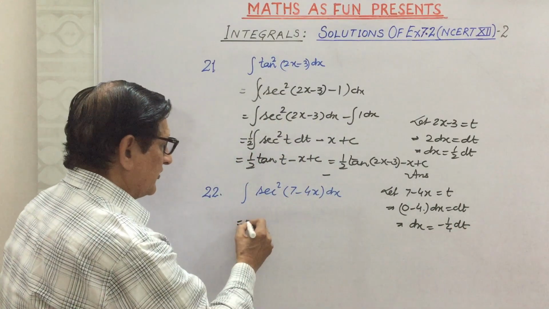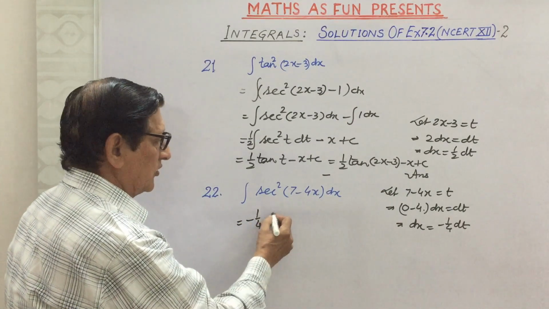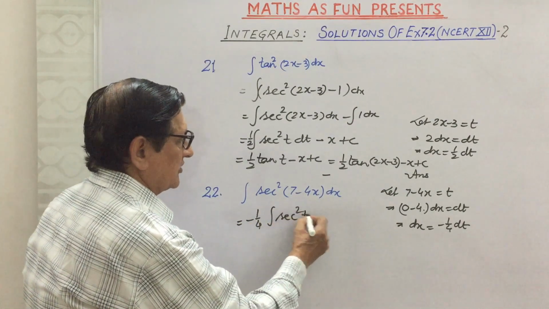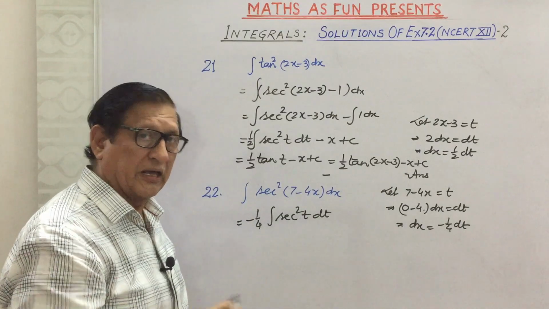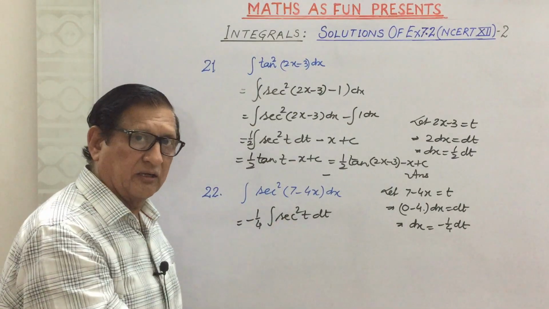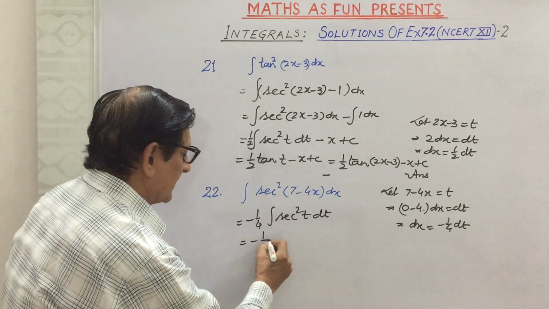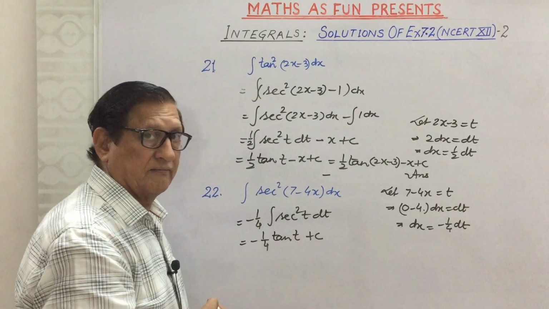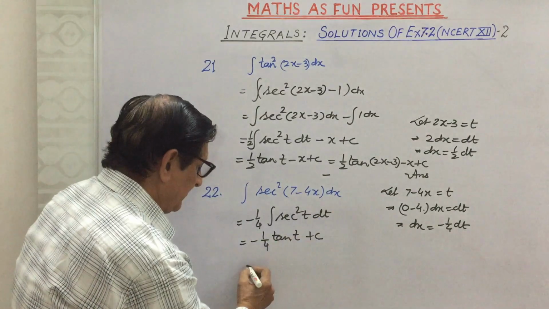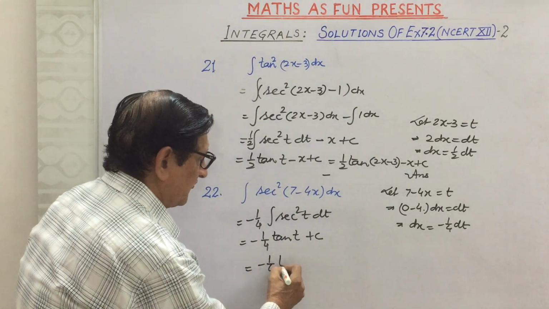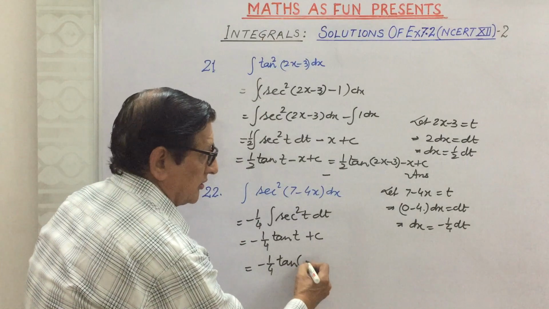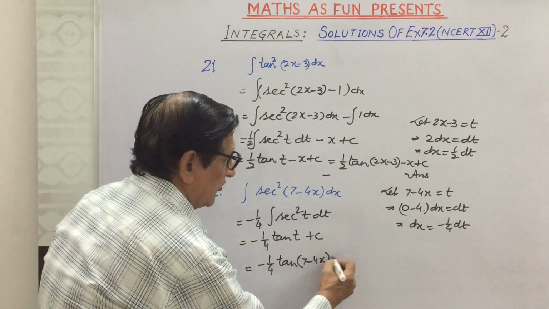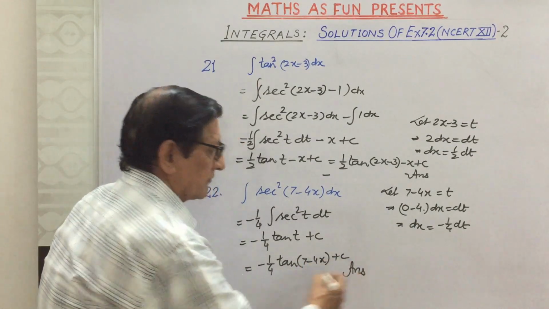Substituting that here, we get minus 1 upon 4 integral of sec square t dt. And integral of sec square t is tan t. So we substitute here minus 1 upon 4 tan t plus c. Substituting the value of t, we get minus 1 upon 4 tan 7 minus 4x plus c, the answer to the problem.